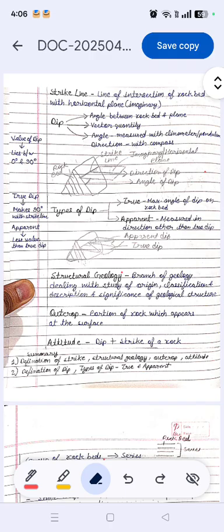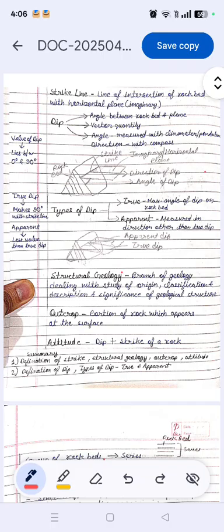Now types of dip. True dip. True dip is always perpendicular to the strike and it has the maximum value of dip. The apparent dip is the dip which is measured in a direction other than the true dip, and it has a lesser value than the true dip.